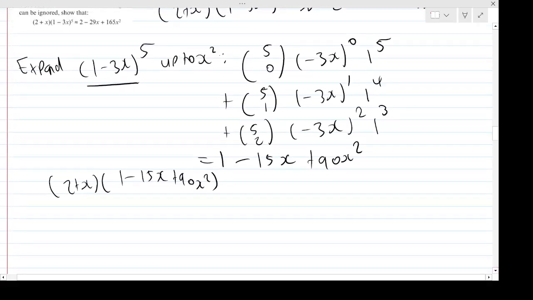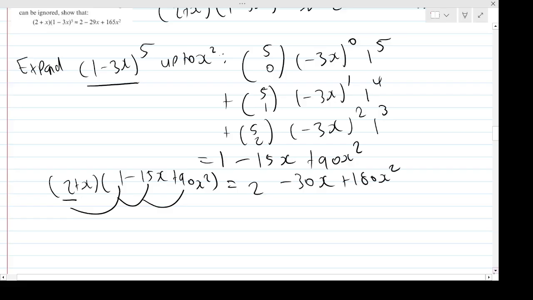Then that would go to, we need to expand it, right? So if we were to expand it, well then 2, first of all, again, needs to multiply by every term in the other bracket. So 2 times 1, 2 times minus 15x, and 2 times 90x squared. That would go to 2 minus 30x plus 180x squared. Then I need to do the same for the x part here, the next number here. So then it'll be x times all the terms again. Well, x times 1 is plus x.